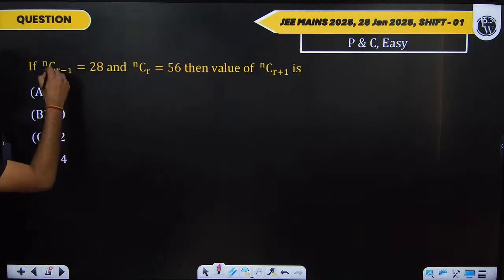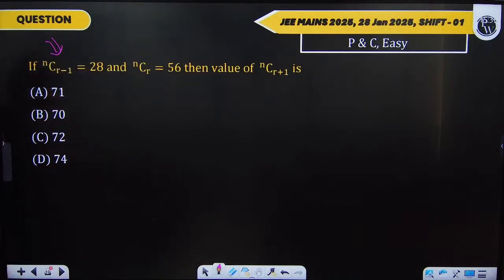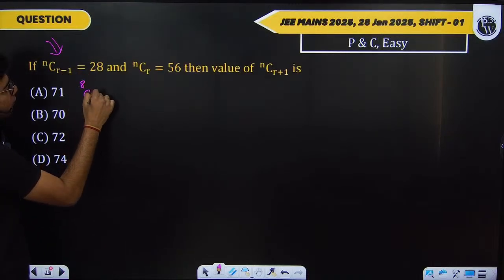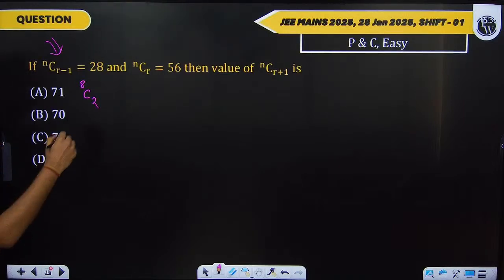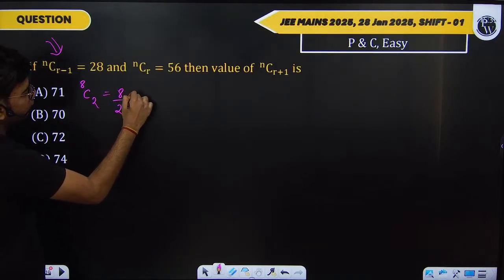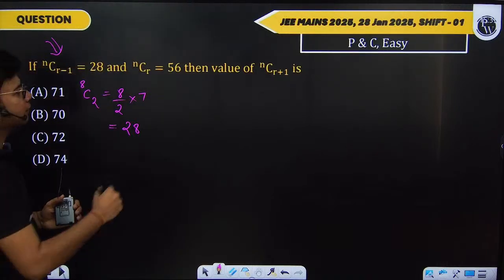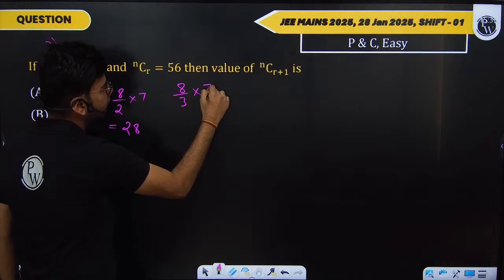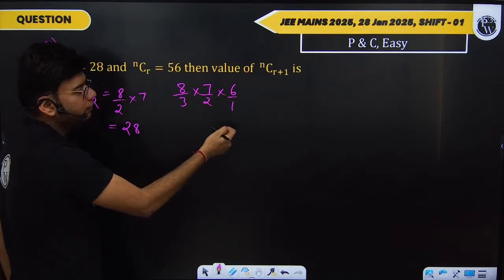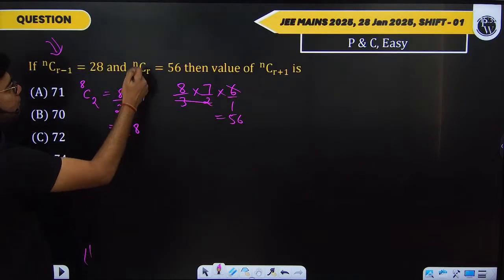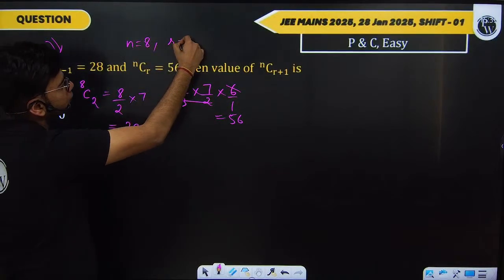First approach is, since we have practiced so many questions on NCR, you should be well aware that this is nothing but 8C2. What is the value of 8C2? 8C2 is simply 8 by 2 into 7, which is 28. If this is 8C2, definitely this is 8C3. So that means 8 by 3 into 7 by 2 into 6 by 1. 8C3 is also coming out as 56. So that means N should be 8, R should be 3.